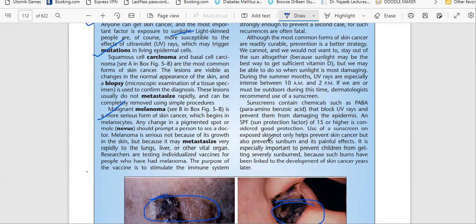Use of a sunscreen on exposed skin not only helps prevent skin cancer but also prevents sunburn and its painful effects. It is especially important to prevent children from getting severe sunburn, as such burns have been linked to the development of skin cancers years later. So the good chemical which will block UV rays is para-aminobenzoic acid, PABA, which will protect against harmful UV rays entering the body.